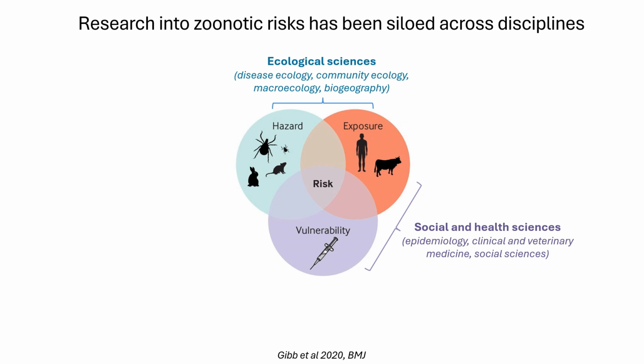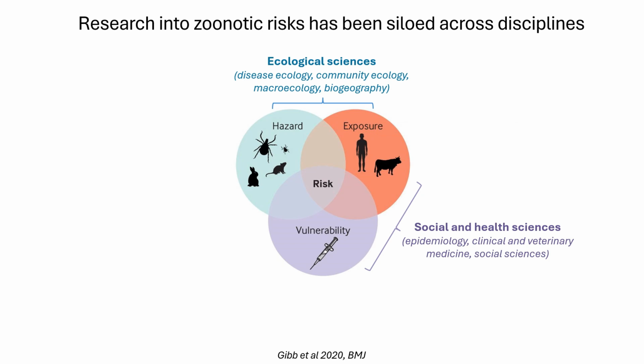And then on the other hand, the sciences that give us insights into vulnerabilities and exposure in great depth are actually the social and health sciences. So things like epidemiology, clinical and veterinary medicine, and the social sciences. And this framework highlights that to fully and holistically understand the risks posed by zoonoses, we require an inherently interdisciplinary perspective here. So, putting One Health into practice.